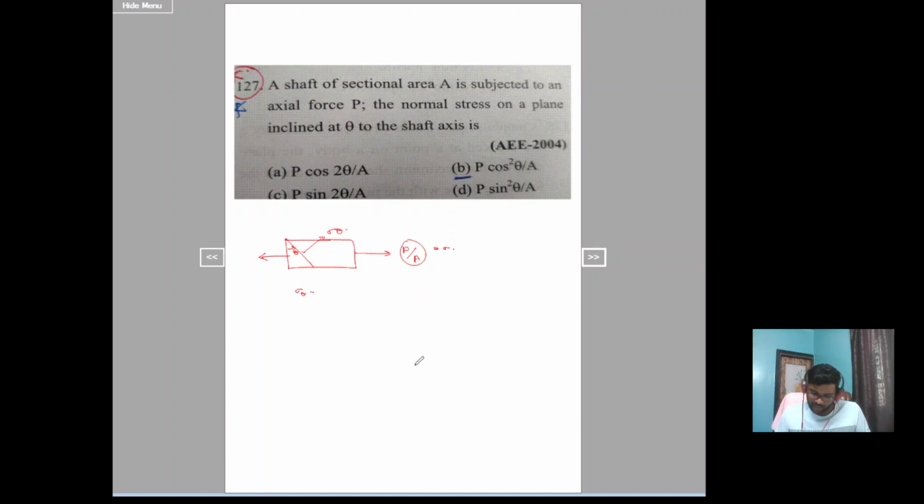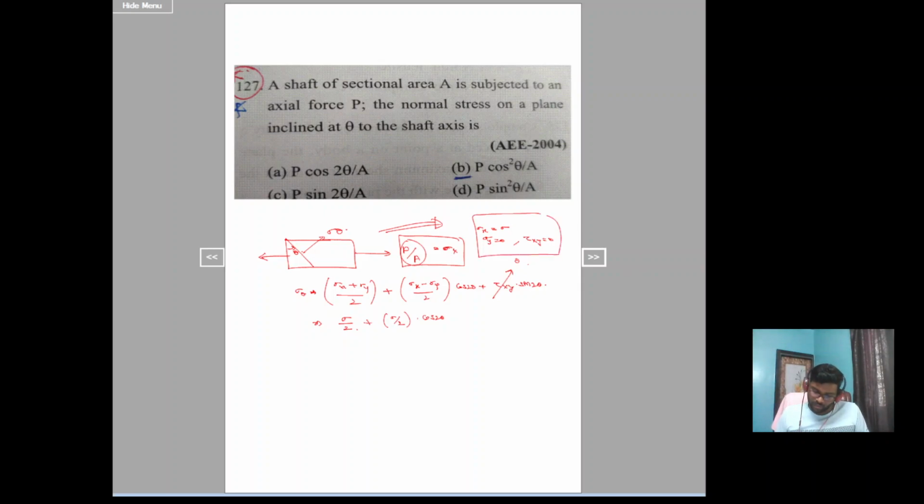Let's take sigma theta is equal to (sigma x plus sigma y) by 2, using the transformation formula, minus (sigma x minus sigma y) by 2 into cos 2 theta plus tau xy sin 2 theta. In this kind of stress condition, sigma x is sigma, sigma y is 0 and tau xy is 0. Out of this stress condition we get these values.